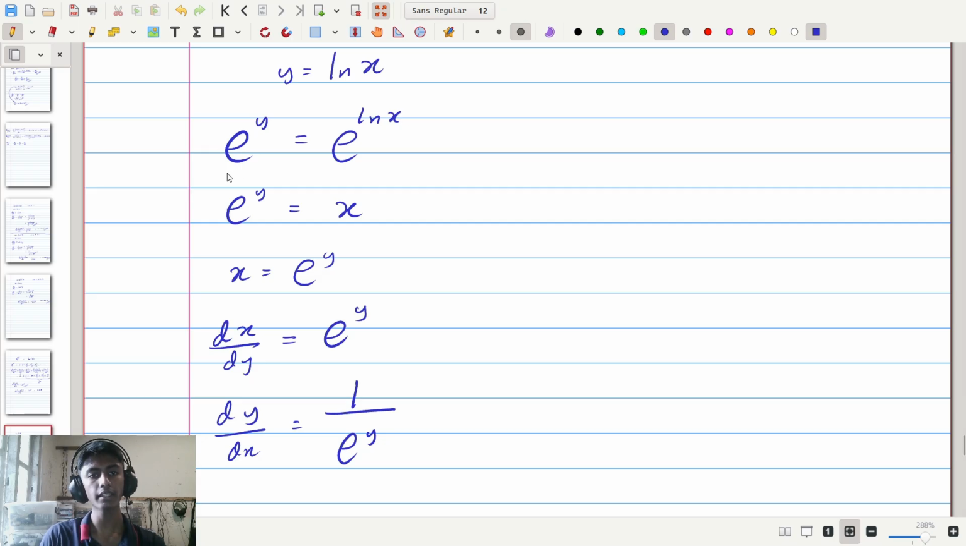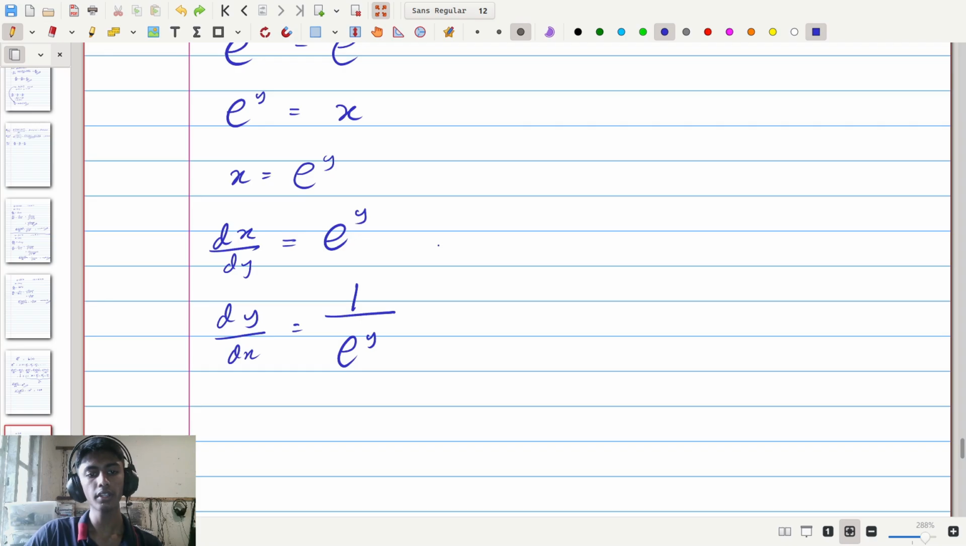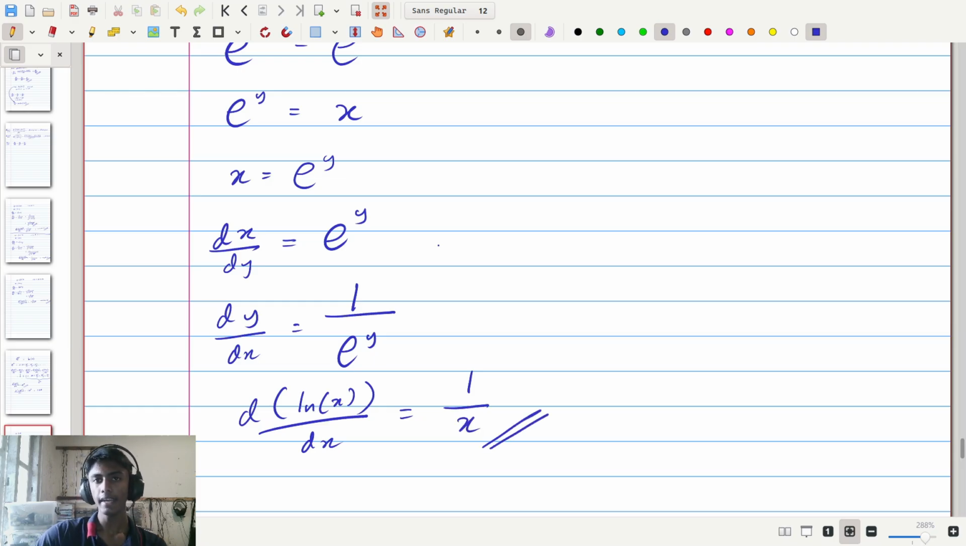And now taking this final thing, we know that e to the power of y is equal to x. So therefore, the derivative of the natural logarithm of x with respect to x is equal to 1 divided by e to the power of y, which is x. So 1 divided by x. Hence proven.